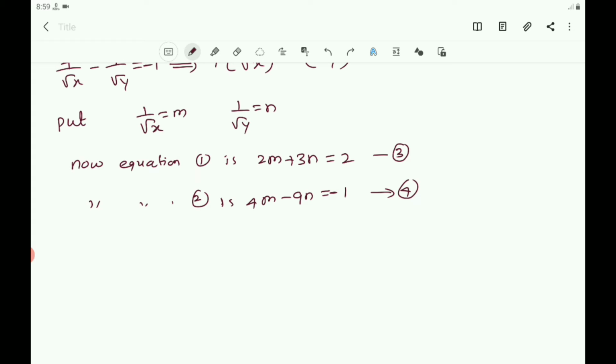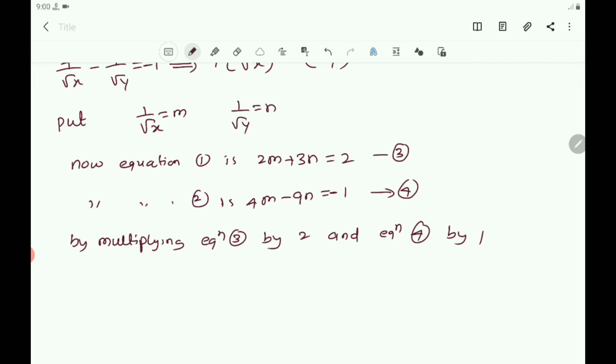So you write by multiplying the first equation, that is equation 3, by 2. Second equation, that is equation 4, by 1. Because it is 4m, you must keep it as 4m only, and 9n, you must keep it as 9n. Here we have to cancel m, which means the first equation must be multiplied by 2. Then multiply each term of the first equation.